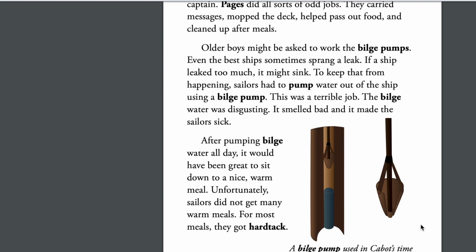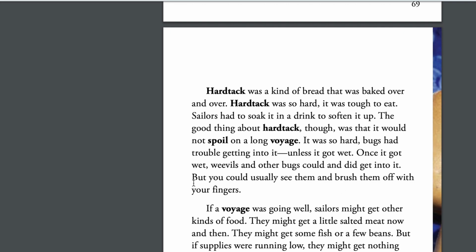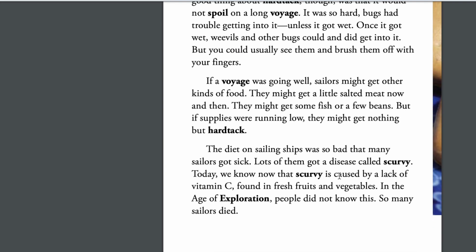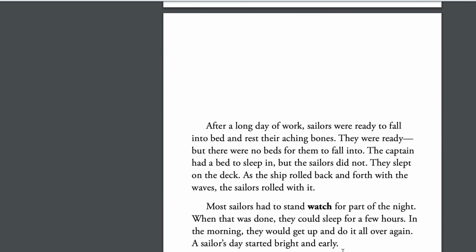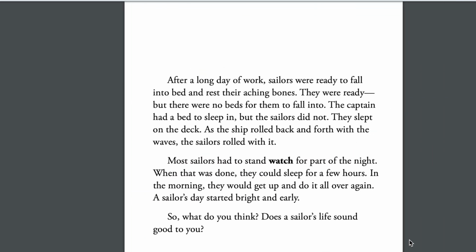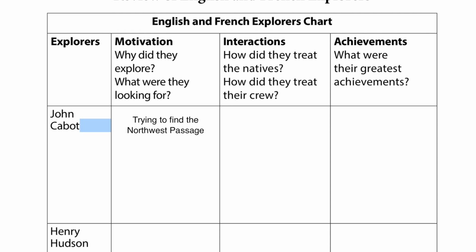And we just know that it was hard sailing, that the sailors had to work hard, and that a lot of them got disease. So I think what we're going to write here is he did not meet natives. Life on Cabot's ships was hard work. Okay.